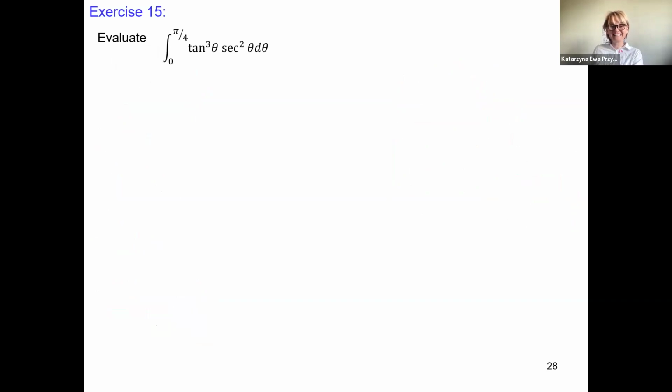Another nice integral, tangent cube theta secant square theta. They both look like the inner function, tangent and secant, because tangent is raised to the power of 3, secant is raised to the power of 2. What we can do is try u to be tangent theta, that's inner function, or we may eventually try u to be secant theta. But let's think which one will be helpful.